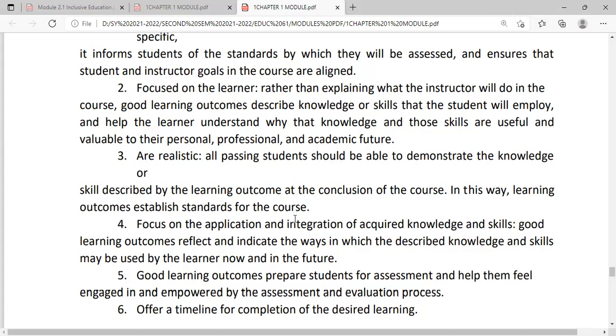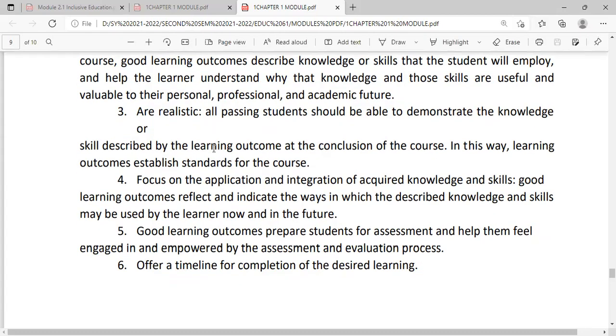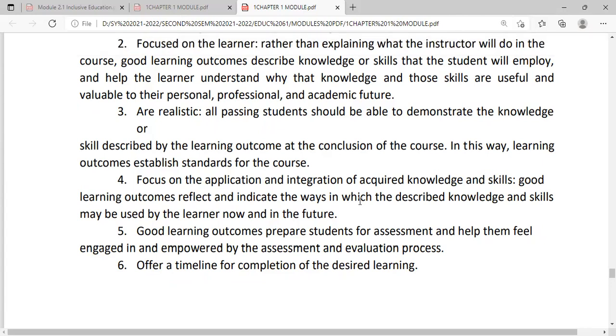Next, your outcomes should focus on the application and integration of acquired knowledge and skills. So what are the knowledge and skills that were acquired? How will they apply them? This is where your outcomes should focus. And of course, good learning outcomes prepare the students for assessment.